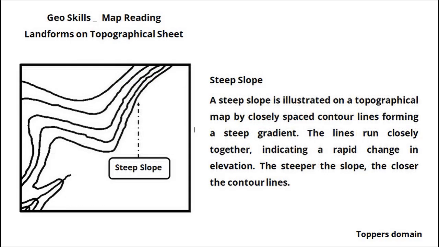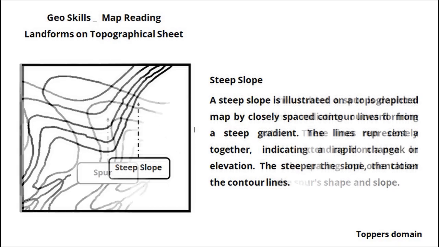Now, let's explore a steep slope. A steep slope is illustrated on a topographical map by closely spaced contour lines forming a steep gradient. The lines run closely together, indicating a rapid change in elevation. The steeper the slope, the closer the contour lines.